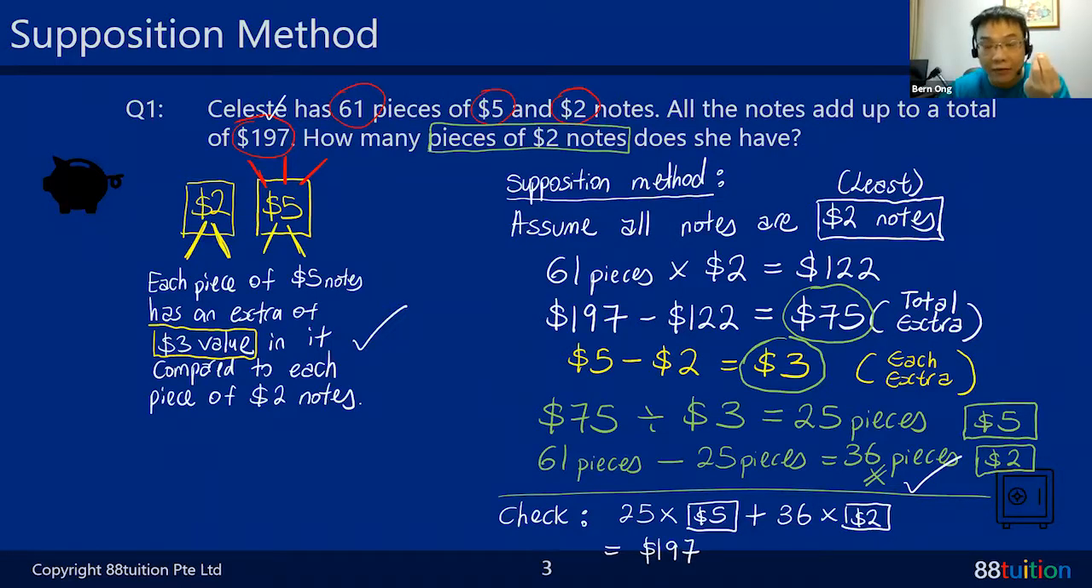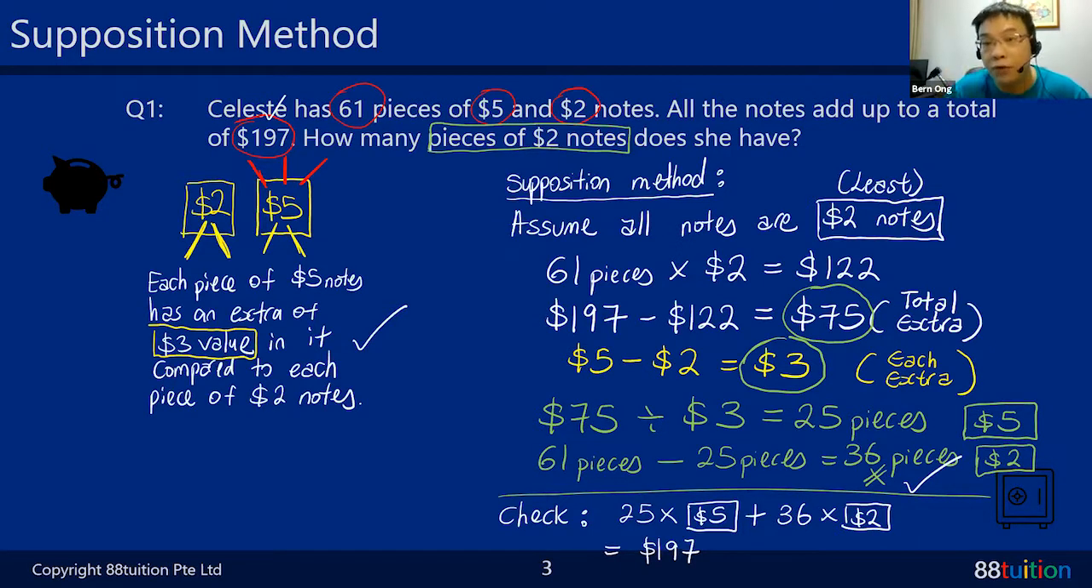Between the $5 note and a $2 note. All right. $5 note minus $2 note, is it a $3 note? Yes, it is. So every $5 note is $3 more than every $2 note. Just take your money and see. This is a $5 note and this is a $2 note. All right, what's the difference between them? The difference between them is $3.